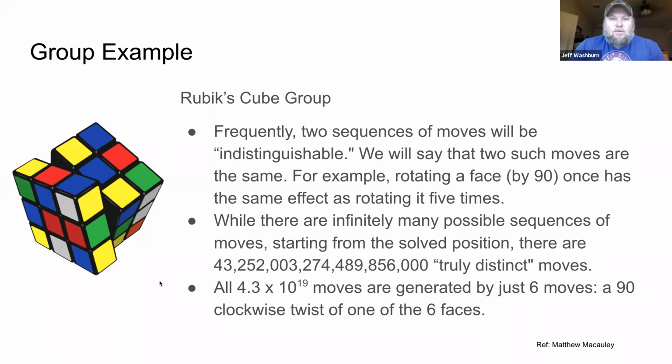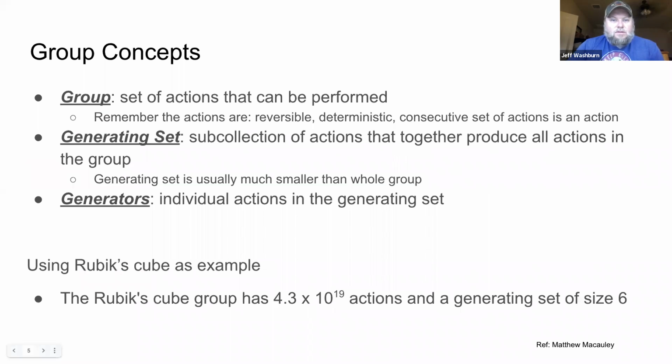Let's go over a few of the concepts of what a group is. A group is a set of actions that can be performed. The Rubik's Cube itself would be the group. Those are the actions you can take: reversible, deterministic, and a consecutive set of actions is itself an action. A generating set is a sub-collection of actions that produce all the actions in the group, and generators are the individual actions in the generating set.